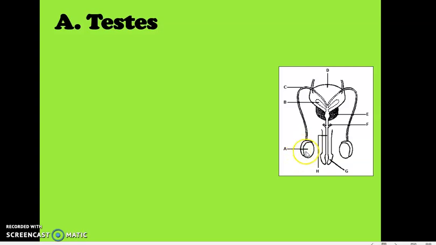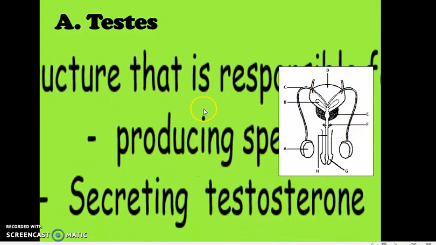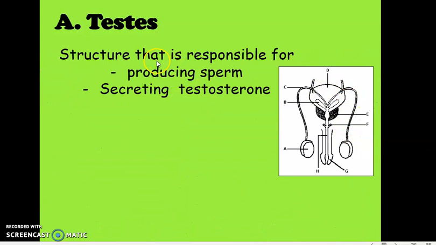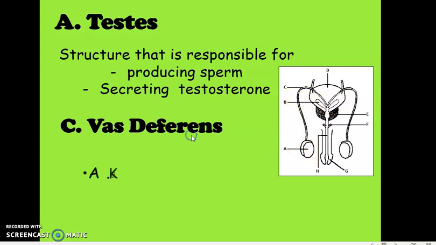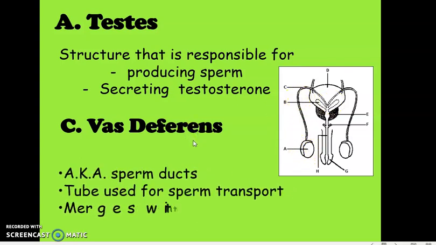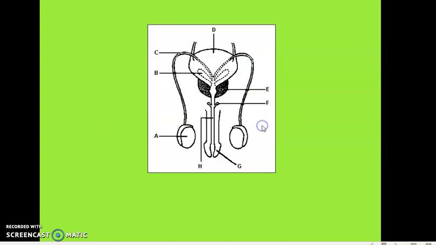What will happen when the sperm is ready to leave the testes? It will go through this tube, C, the vas deferens, one coming from each testis. So the testes produces the sperm and secretes testosterone. The vas deferens is the sperm duct, the tube used for transport, and it merges with the urethra. The urethra is the tube inside the penis here, letter H. So we got A and C on this picture. G is the penis.